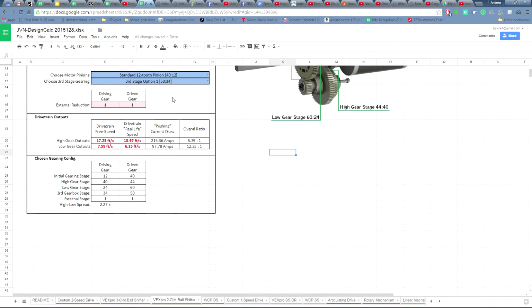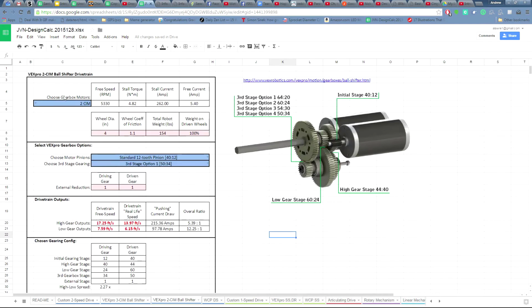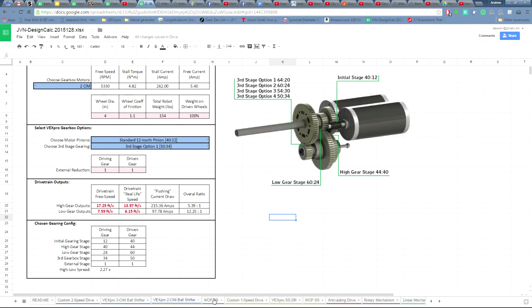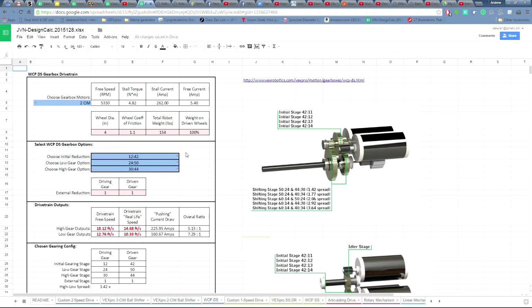There's a 2-CIM ball shifter tab, which works pretty similarly. I'm not going to go over it because it's exactly the same, but of course, it links you to the VEX Robotics site where you can learn more about this COTS gearbox. The WCP DS, the dual, I think it's dual speed. Actually, I've never asked what that stands for.